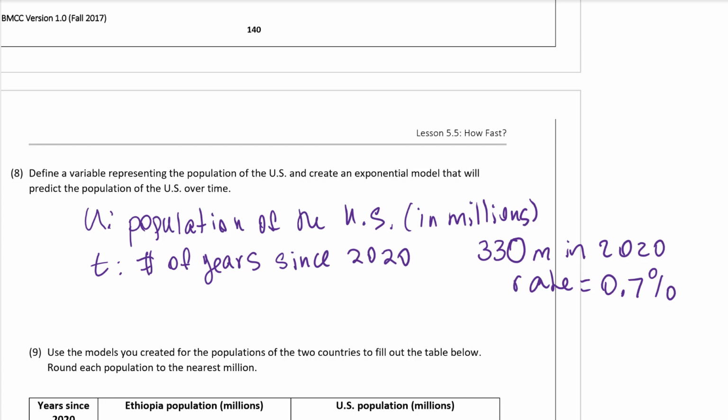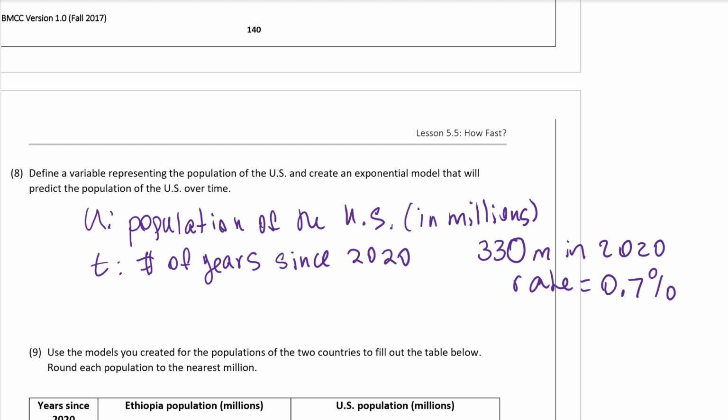0.7% is not the same as 70%. That would be insane if the rate was that high. All right, it's 0.7%, so it's less than 1%. So go ahead, write the equation.